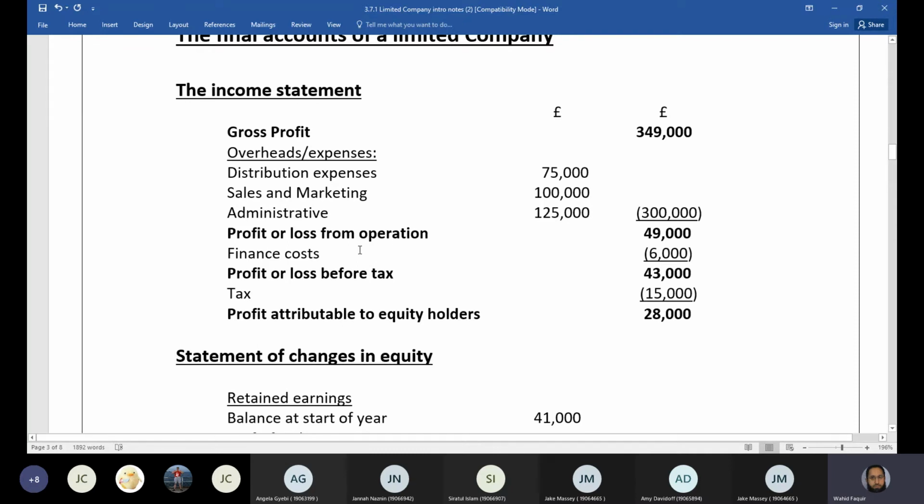The rest of this, then, you should recognise it. Finance costs, we said that was interest charges, remember? Usually it's on long-term liabilities, but in the questions it tends to be on the debenture. They only have a debenture, okay? But if they had a mortgage, that would also be included there, or a long-term loan. Tax, what type of tax is that, guys? What sort of tax is it?